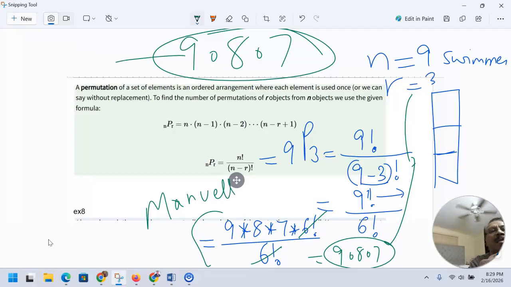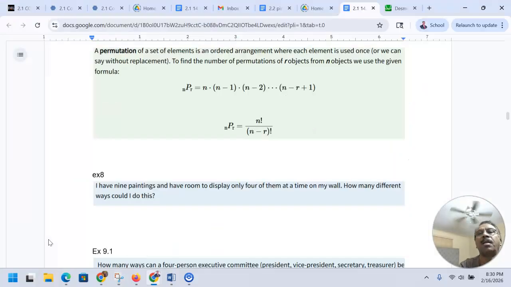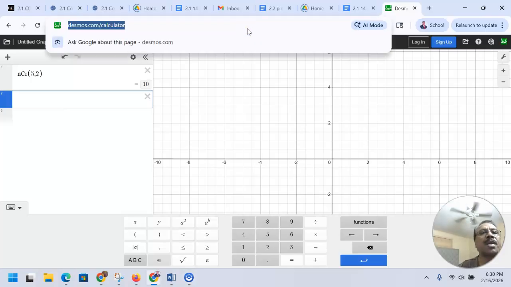And the answer is 9 times 8 is 72, and 72 times 7 is 504. So let's check with the calculator. Let's go to Desmos. Let me take this here on this side so you can see. Now I need to click on the function. You can use the scientific calculator, two different ways. I don't want to confuse you.